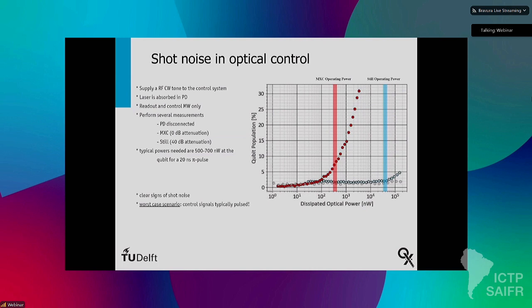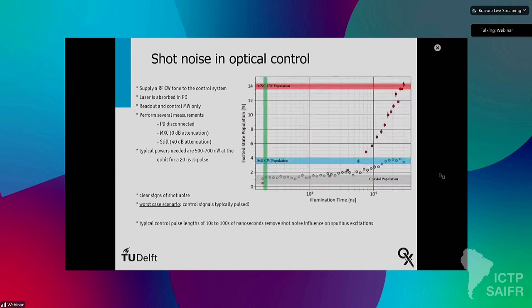The important thing here is there are signs of shot noise. However, you're really operating in a worst-case scenario. You're continuously driving your photodiode, you're continuously driving your qubit. This is not really how you would ever control a qubit. You will always pulse your input light, you always pulse your input signals, and therefore you can reduce this significantly. And by how much, I'm showing here.